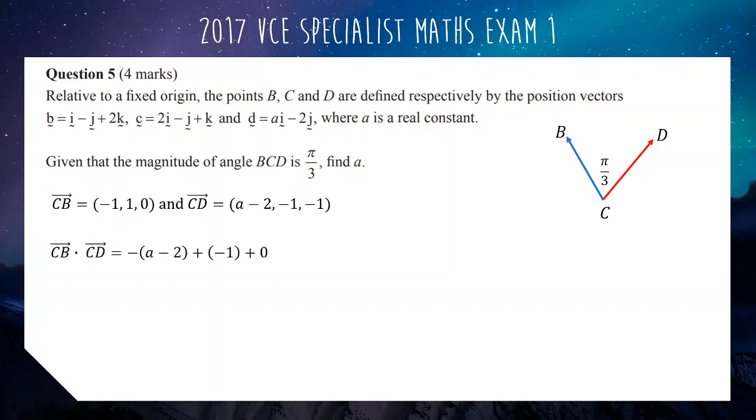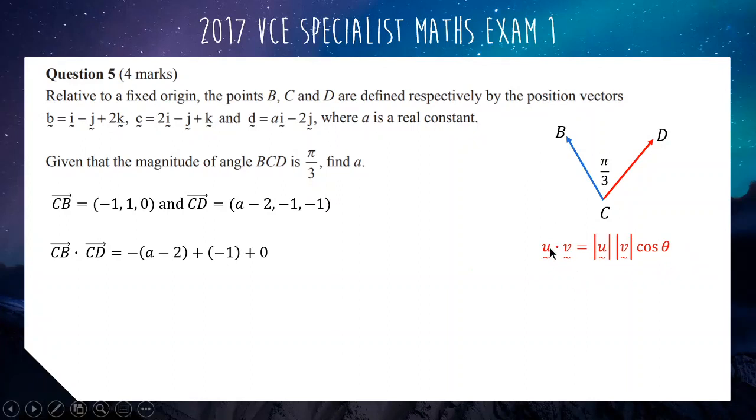So to use our formula, we're going to use a dot product, okay? Dot product of CB and CD. So we're just multiplying the x components to get minus a minus 2, multiplying the y components to get minus 1, and multiplying the z components to get 0, and summing these three together, okay? So this is the formula that I mentioned. You should know it, but it is on the formula sheet if you're a bit forgetful.